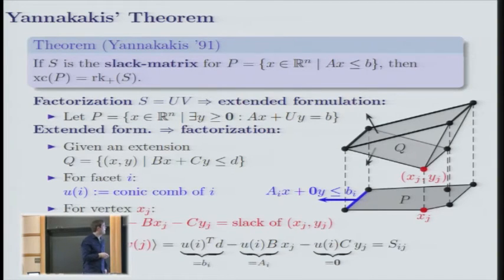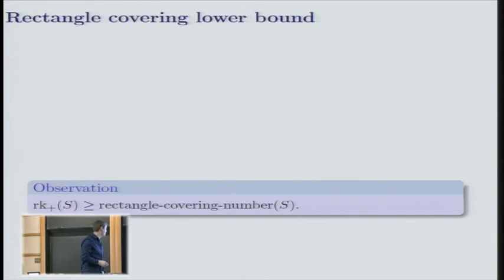Okay, so this is the theorem of Yannakakis from the beginning of the 90s. And what it shows is that it suffices to give a lower bound on the non-negative rank of the slack matrix. Okay. And one way how you can in principle get a lower bound on the non-negative rank of any non-negative matrix is using the rectangle covering lower bound that you essentially know from communication complexity.